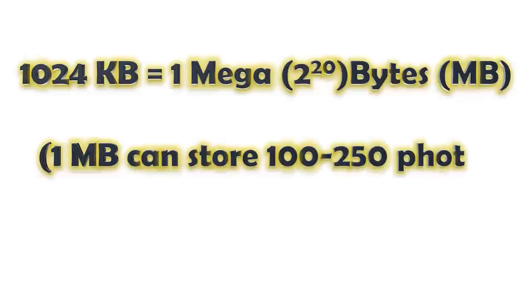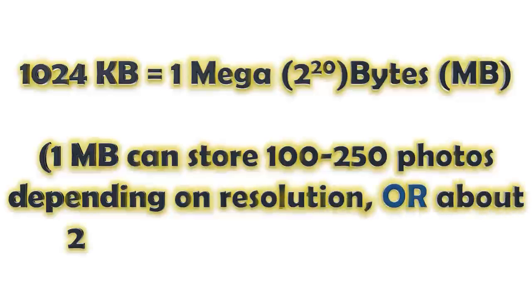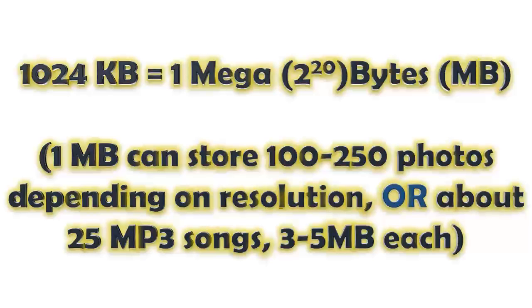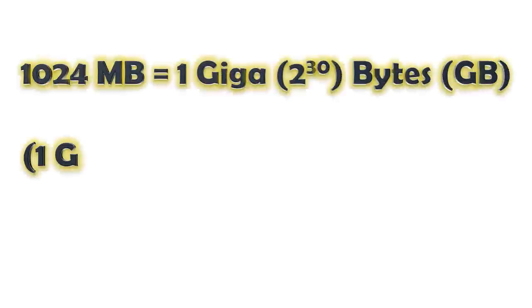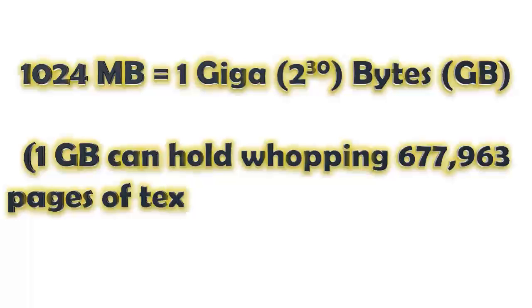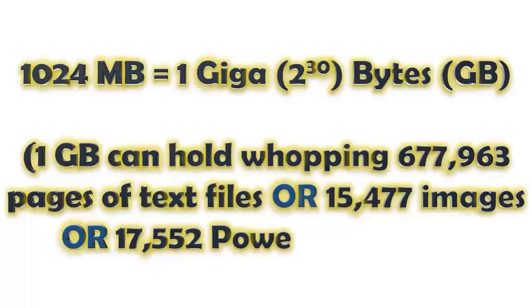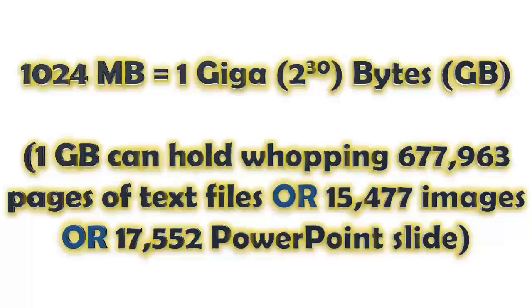1024 kilobytes equal 1 megabyte. 1 megabyte can store about 100 to 250 photos depending on their resolution, or about 25 MP3 songs if we consider each MP3 song as 3 to 5 MB. 1024 MB equal 1 gigabyte. 1 gigabyte of storage can hold a whopping 0.7 million pages of text files, or 15,477 images, or 17,552 PowerPoint slides.